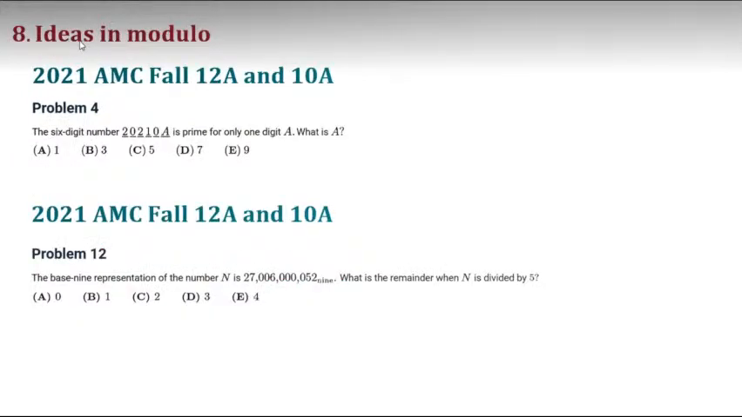Okay, next idea, ideas in modular. So if you don't know what mod is, feel free to send a message to my WhatsApp number. You should learn what mod is. Then I want to show you how to solve these types of problems. Look, when you see these types of problems, for example, let's read. It says problem number 4, the 6-digit number 20210A is prime for only one digit A.